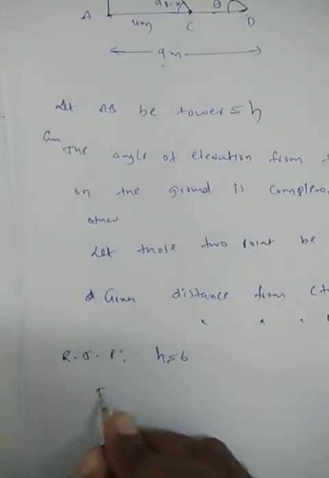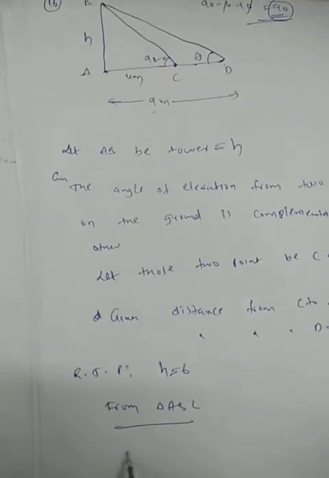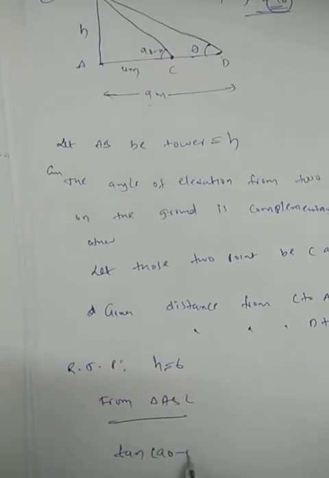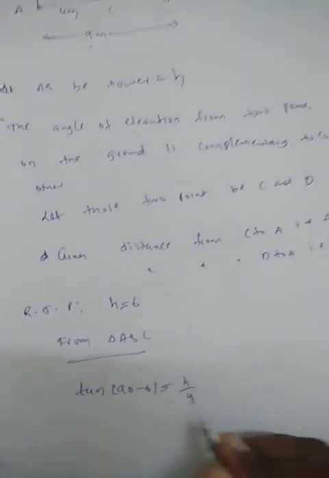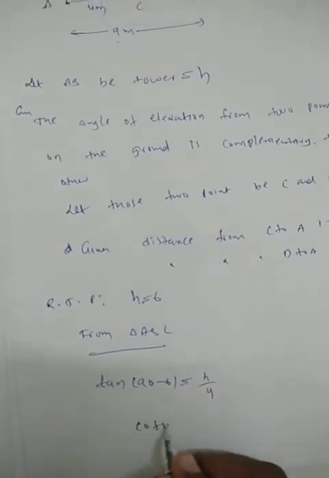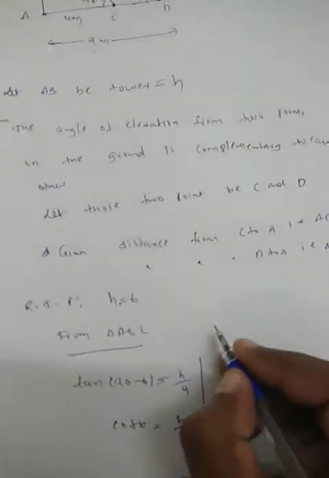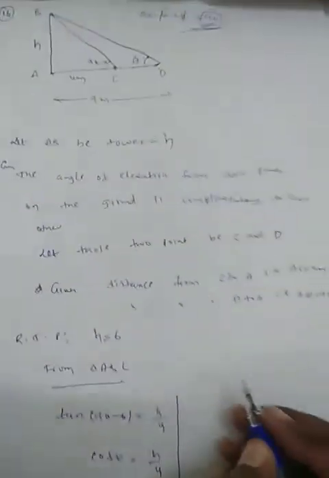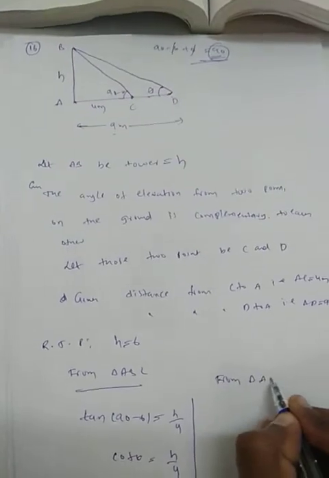For that, the first relation I am taking is from triangle ABC. Tan of 90 minus theta, that means opposite by adjacent, that is H by 4. Tan of 90 minus theta is cot theta, so cot theta is equal to H by 4. Similarly I am taking the whole triangle ABD. From these two relations I am going to get the value of H.